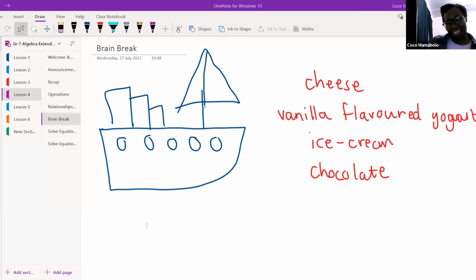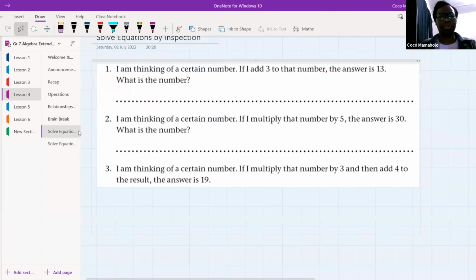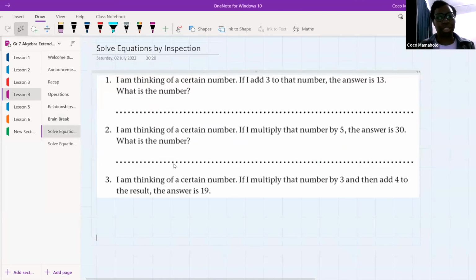Okay, yeah. And I heard someone tell me that we're going to be looking for equations. And yes, we're going to be solving equations today. But we're going to be solving equations by inspection. Okay, and what that means is we're going to try and guess at the answer. I want you guys to listen to what I'm going to be saying, and you guys are going to try and guess at what the answer is supposed to be.